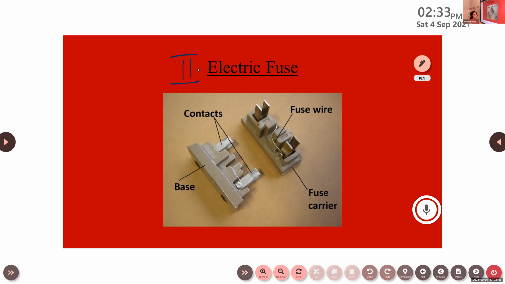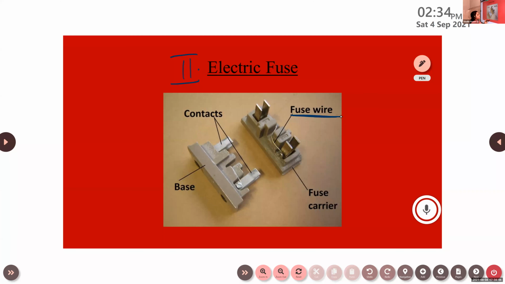What melts? Does this entire electric fuse melt? No, ma'am, there is a wire. Yes, here you can see a wire. In this image, you can see a wire, and that wire is known as fuse wire. Actually, this fuse wire is one of the major parts of the electric fuse.